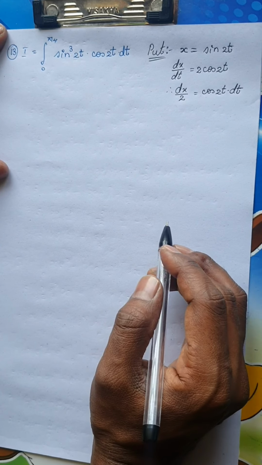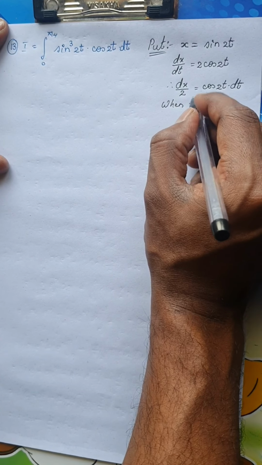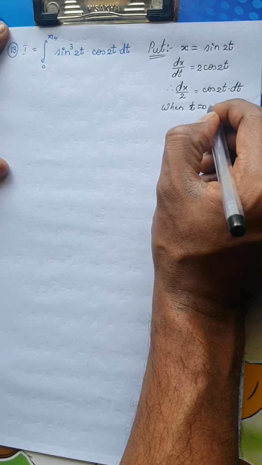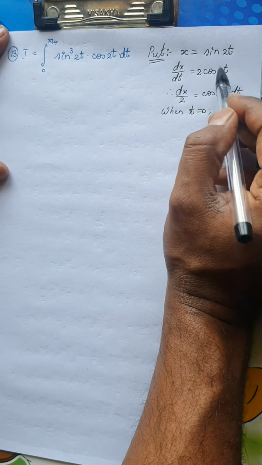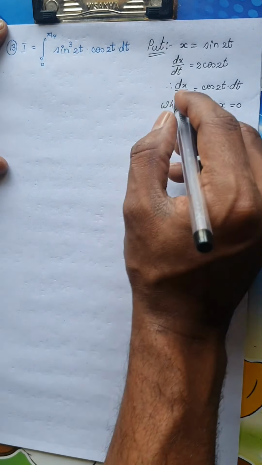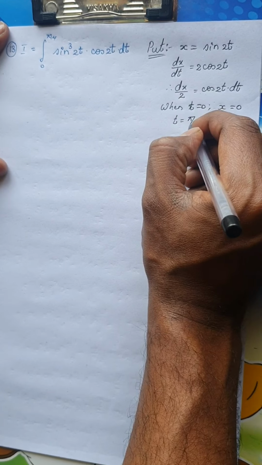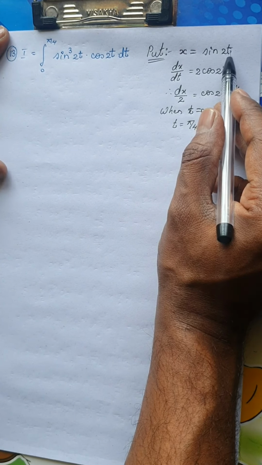Please be very careful, we have to change the limits now. When t is equal to 0, the lower limit here is 0. So if you put t equal to 0, you will get x equal to sine 0, and sine 0 is 0. So x will be 0 itself. Now when t is equal to pi by 4, remember to put 2 times pi by 4. Pi by 4 is actually 45 degrees, and 2 times 45 is 90. Now what is sine 90? We get the limit as x equal to 1.